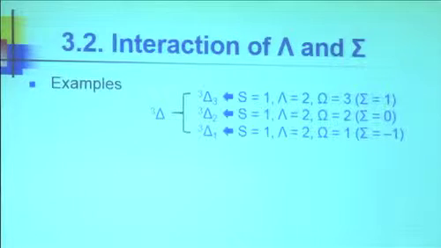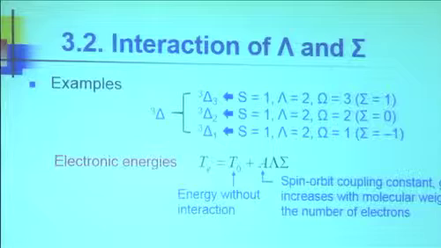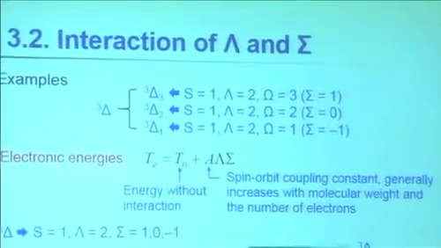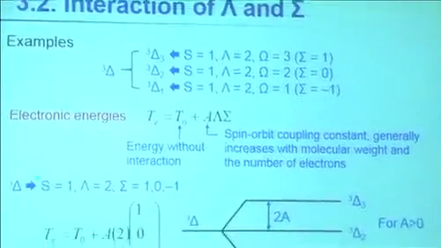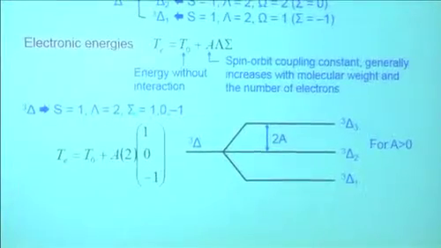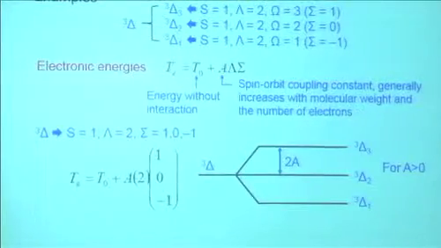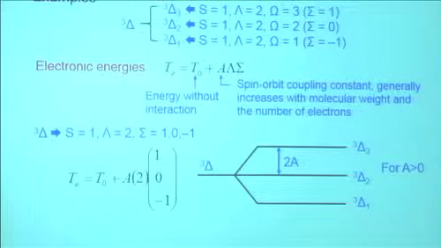They're going to have slightly different energy. We can go back to our approximate equation and see how this applies. Here we have a 3 delta where S is 1, lambda is 2. Now we have to pay attention. This sigma now can take on 3 different values. Sigma can be 1, 0, or minus 1. So we're talking about the component along this axis, and it can have 3 values. Therefore, this 3 delta state actually has 3 substates.